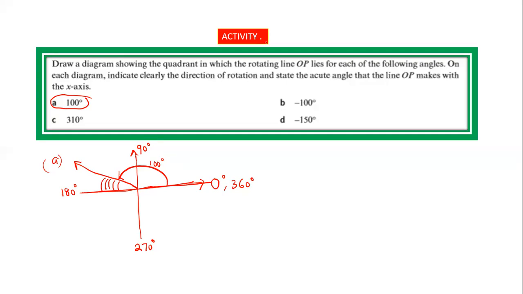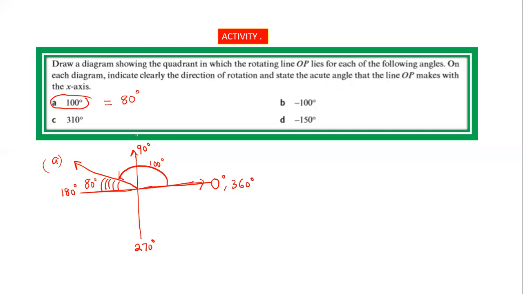Very good. Hope everyone is seeing 80. So the angle here is 80 degrees. And now the next thing we need to identify. They ask us to state the acute angle that the line OP makes with the x-axis. So here this is our diagram, and the acute angle it makes is 80 degrees. Full stop, that's where you end.